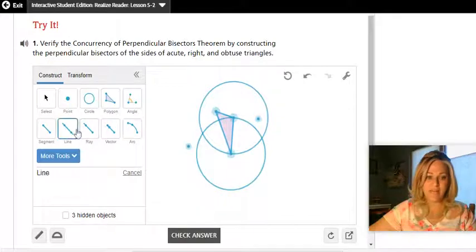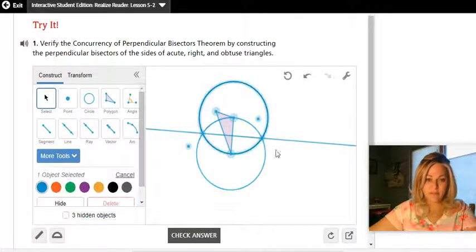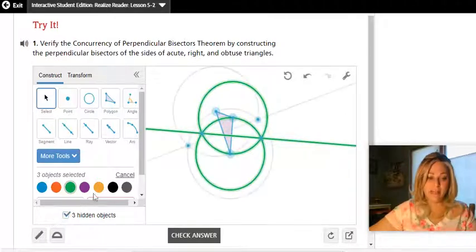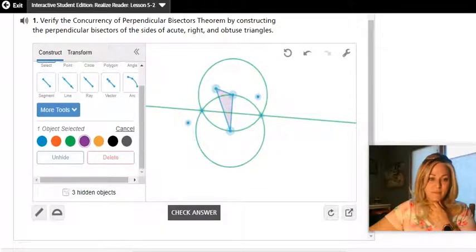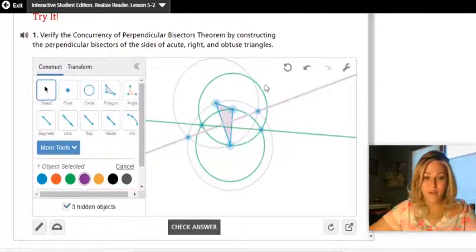And I'm going to take my line from the intersecting points of the circles. Notice I'm not paying attention to the triangle. I'm paying attention to the circles. And I'm going to highlight all those. And I'll make them a different color just so they're not the original blue. I'll make them green. And then I'm going to go back and put back my hidden objects right here. And let me hide all the rest of the circles so you can only see the lines.